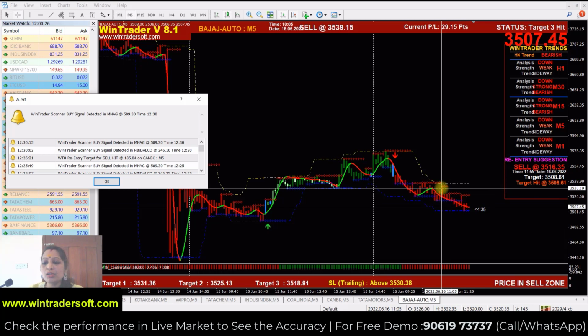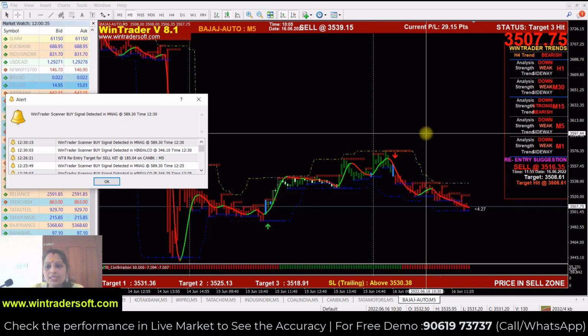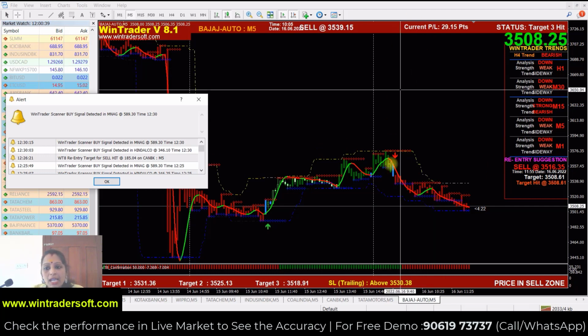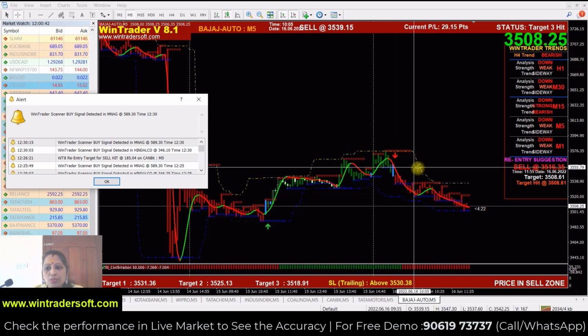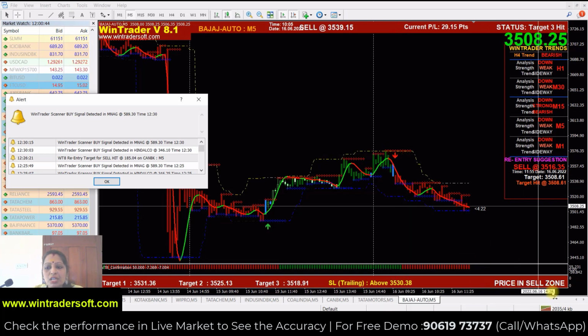As I told you, the software gives automatic signals, so we don't need to take every signal. First you have to check the confirmation of the signal, and checking the confirmation is very simple. If it is a sell signal, first the arrow will come. After that you have to check the confirmation. If it is a sell signal, then the first confirmation will display here as price in sell zone. That is the first and main confirmation.